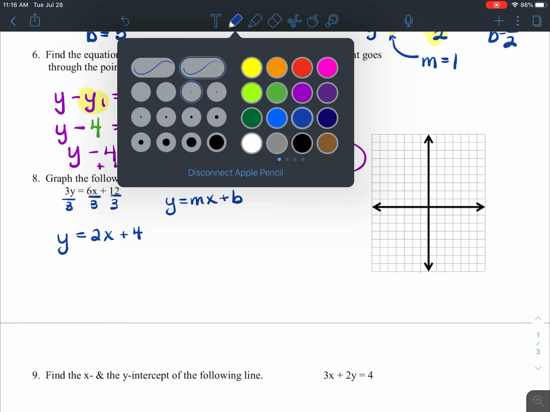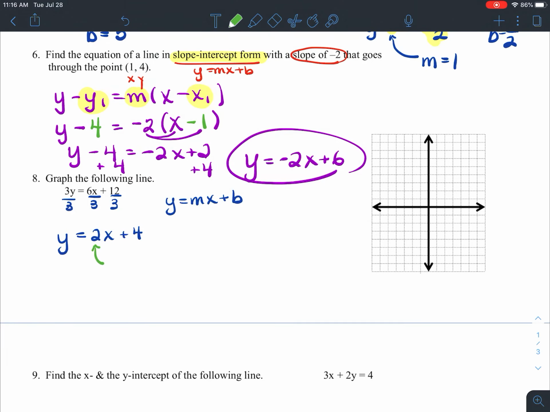Okay, once we have that, we should be able to identify the slope. I'm going to encourage you to write that as a fraction so that we can think of the slope in terms of rise over run, since we're going to be graphing this. And then we're also going to identify the y-intercept to be 4. When you graph this, you always want to start with the y-intercept. You're going to go up on the y-axis up to 4, and you're going to place that point there because we know that this line is going to cross through the y-axis at 4.